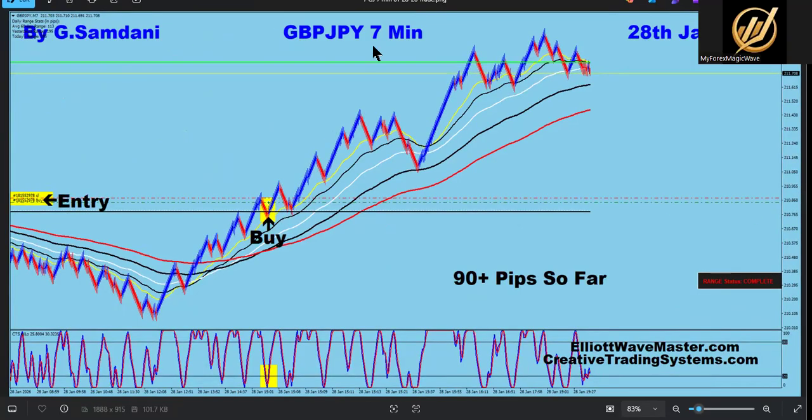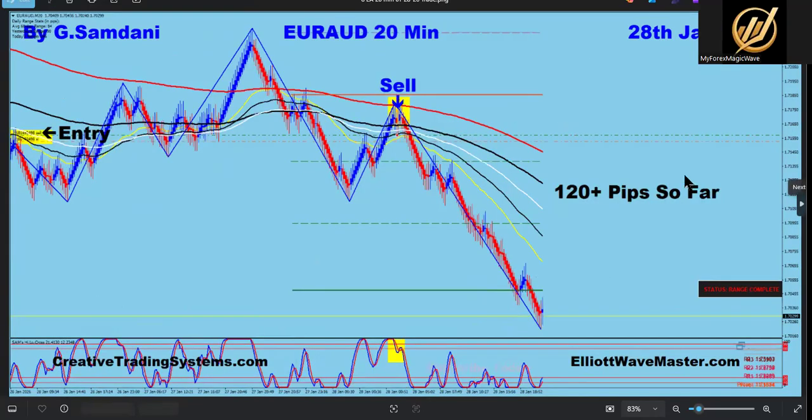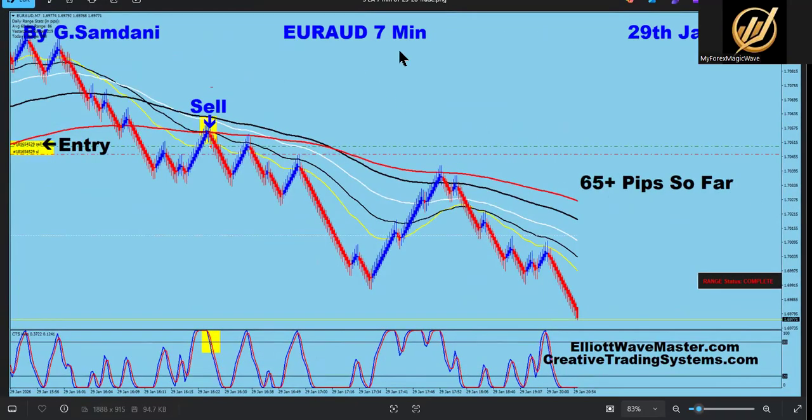Now, pound USD 7-minute, and this is going to the upside. Yen pairs are going to the upside. This is for 90 pip on the 28th, and then EUR-AUD. Beautiful drop and retracement for wave 1 and 2, and then wave 3 you can see big time to the downside, 120 pip from the 20-minute chart here. And then a 7-minute entry also from here for 65 pip.